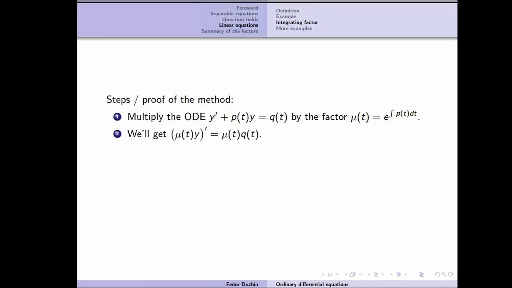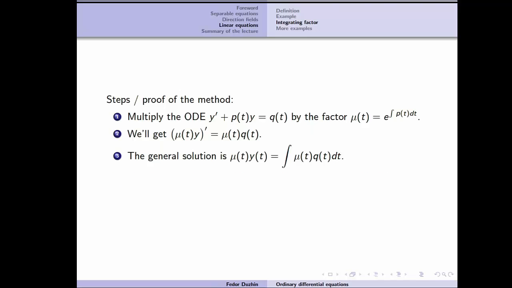And then the left-hand side, according to the construction, is going to be mu of t times y, everything prime. But then we can think of this as a differential equation with the unknown mu of t times y. And then it tells us that the derivative of the unknown function is mu of t times q of t, which means that the general solution is the antiderivative.